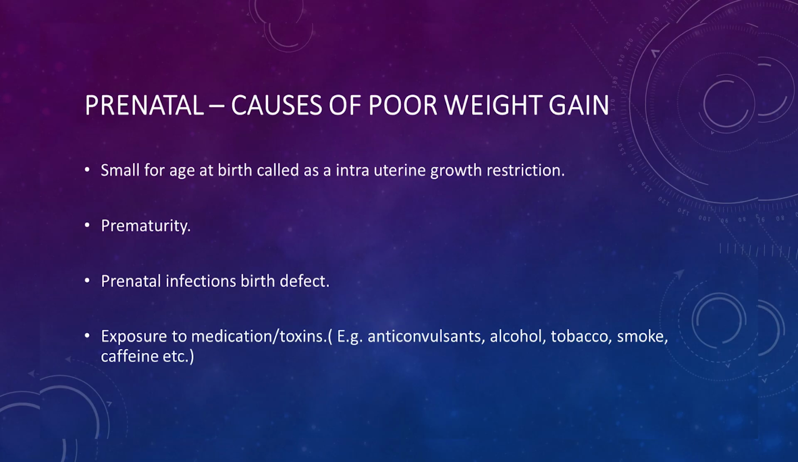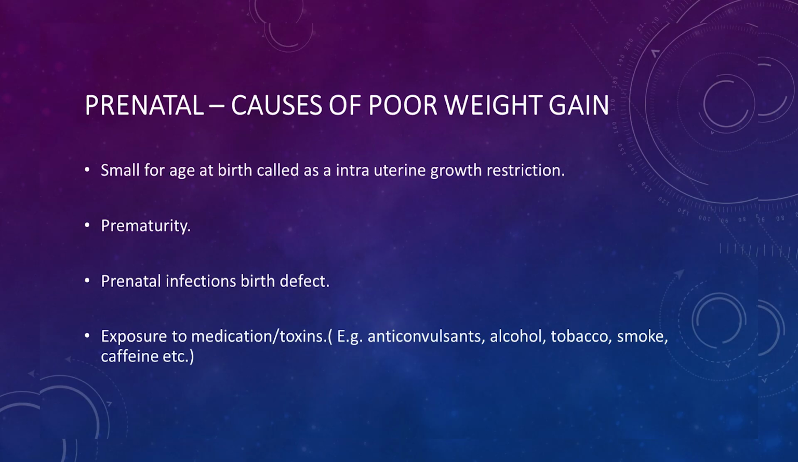First, small for age at birth, called intrauterine growth restriction. The child is small for its gestational age. So it is a low birth weight baby born full term, but smaller for its age, and the cause may be intrauterine growth restriction. Then prematurity, it may be a preterm baby, born earlier and having a low birth weight.